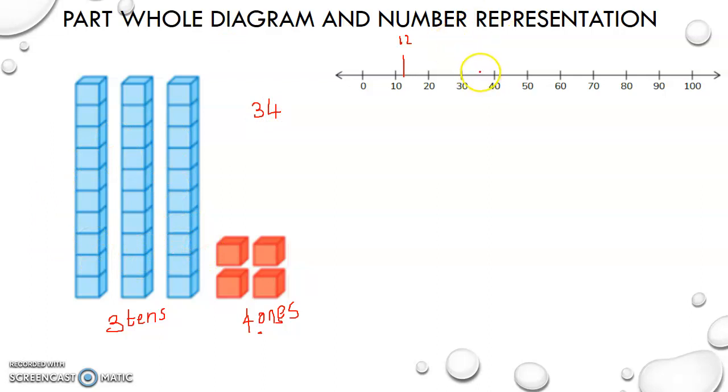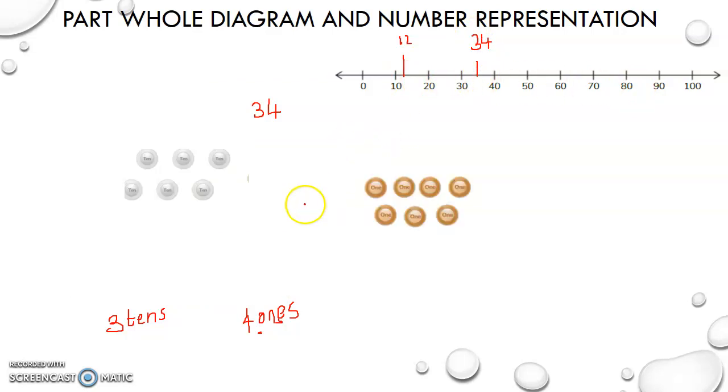34 എവിടെയാ മാർക്ക് ചെയ്യുക? 35ന്റെ തൊട്ട് മുന്നിൽ. സോ ഹാഫ് ഇല്ല, അതിന്റെ തൊട്ട് മുന്നിലായിട്ട് നമുക്ക് 34 മാർക്ക് ചെയ്യാം. This is how we represent it on a number line.